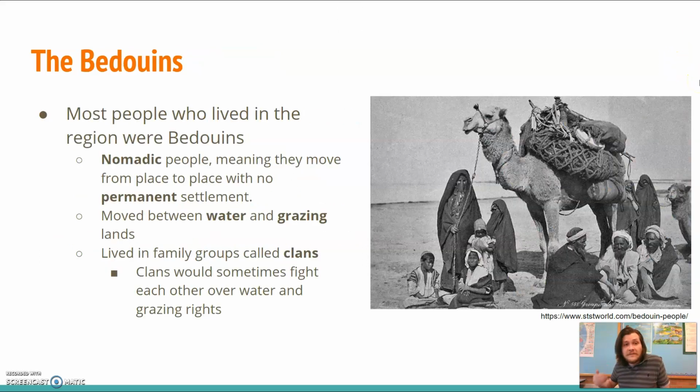The Bedouins were one of those groups. They were a nomadic people, meaning that they moved from place to place with no permanent settlement. They moved between places that had water and then grazing lands. And they lived in family groups called clans. And those clans sometimes would even fight against each other for rights over water and grazing lands.